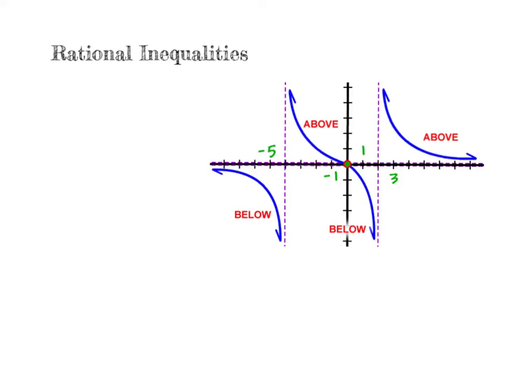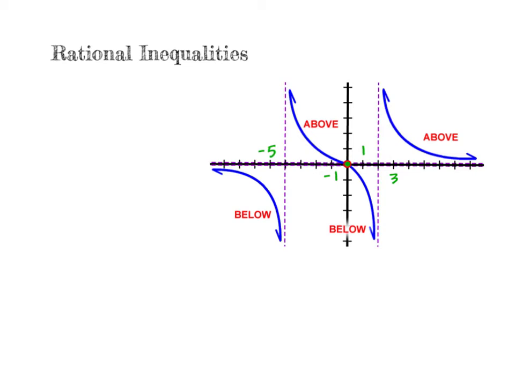So in this video, we're going to talk about solving rational inequalities. And remember that solving a rational inequality is very similar to solving a polynomial inequality. The easy way to solve these is to actually look at the graph. When we look at the graph, we want to know when the graph is either above zero, below zero, or actually at zero.